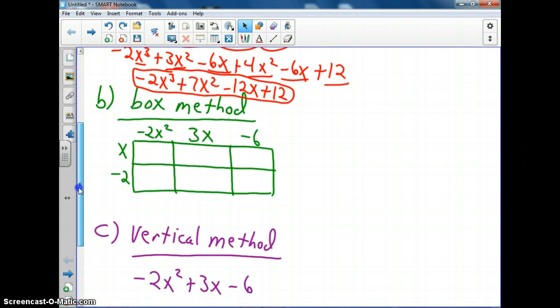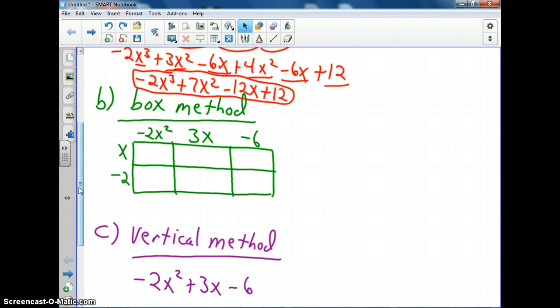So here's the box method. Same problem. You're going to make this long box. And you're going to go with this. Here's x - 2, and then here's -2x squared plus 3x minus 6. Once again, same thing.